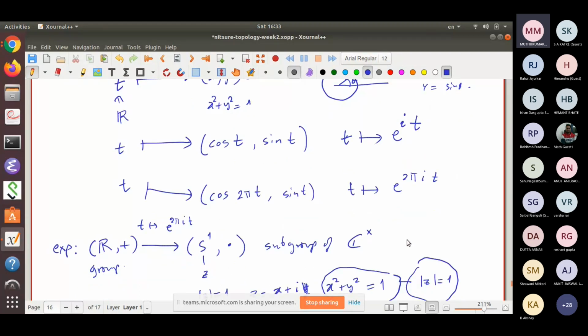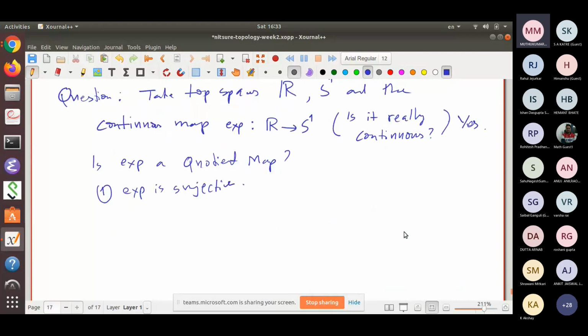So tell me, what's the image if I take the exponential map from C to C? C to C, I take Z goes to e to the power Z. What is the image? Somebody tell me what's the image of this map? E to the power Z, as you know, is 1 plus Z plus Z square by 2 plus and so on. So what's the image of this map?